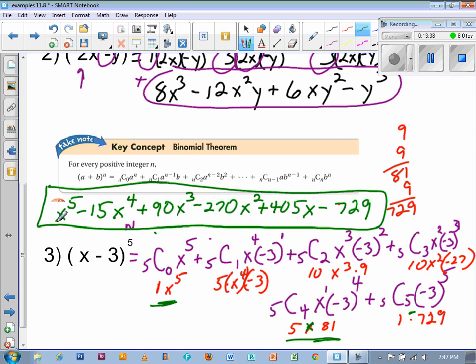Again, you can see that the exponents descend. The coefficients also are always different depending on what kind of numbers you have in your binomial. So hopefully this went well.